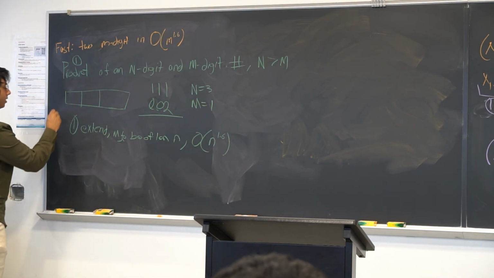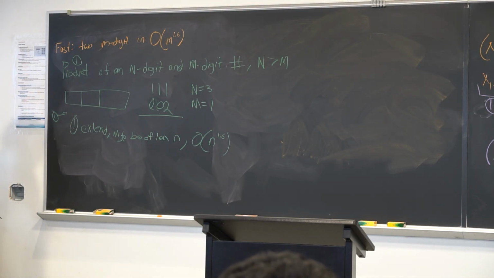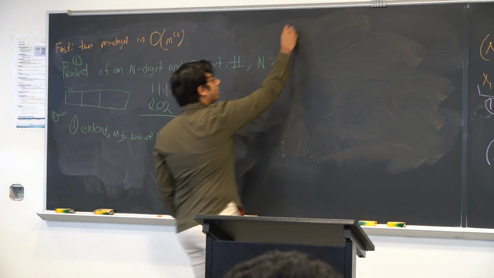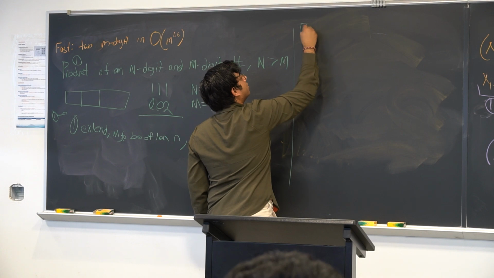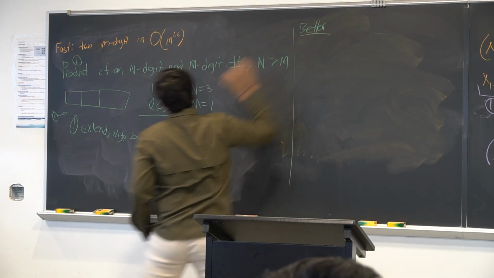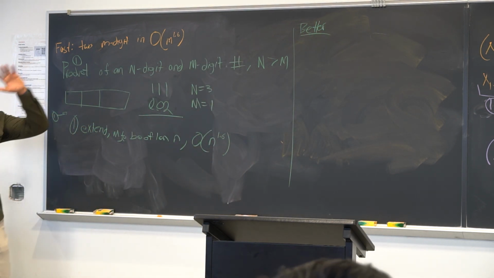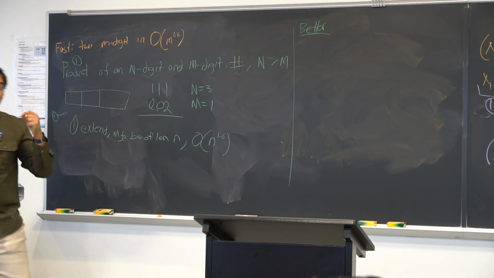Okay, that's one option. The question is, can we do better? So again, we have an n-digit number that's bigger and an m-digit number that's smaller.